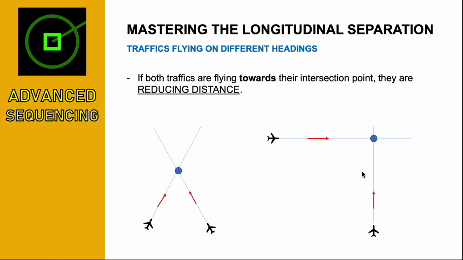So in this situation, you see that if both traffics are flying towards their intersection point, they are reducing distance. But this, in the situation of conflict prevention, is a very risky way to do it, so I don't recommend it. So you know that if you see this traffic and this traffic, automatically they are reducing distance. So you need to do something about it if that's something that you don't want to face.